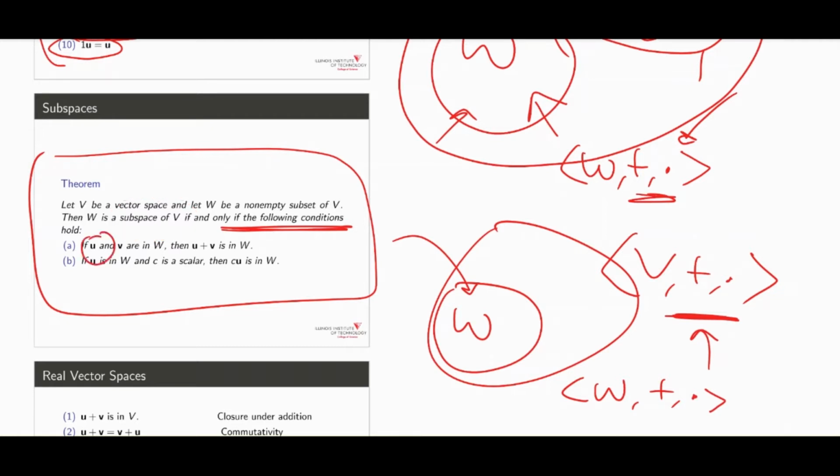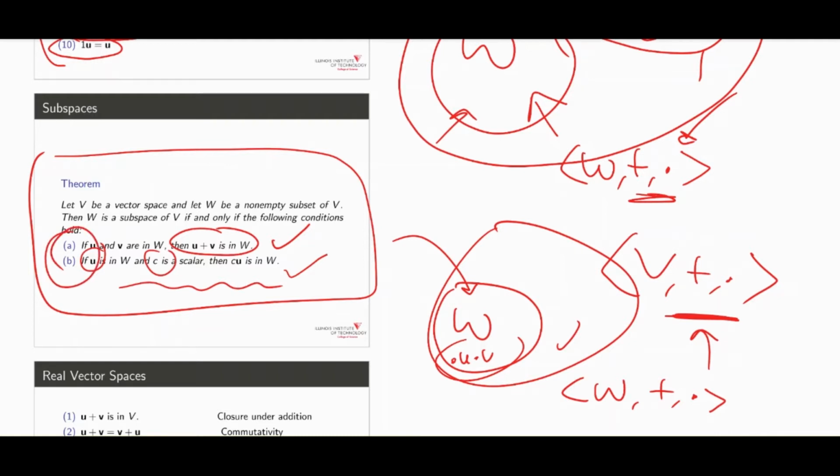If you have U and V that are in W, you better make sure that U plus V is also in W. So W is a vector subspace if and only if we have this property, which is called closure under addition, right? So we want it to close inside W. So if you have closure under addition inside W, and you have closure for scalar multiplication inside W, then just by having these two, we will know that W is a vector subspace of V.